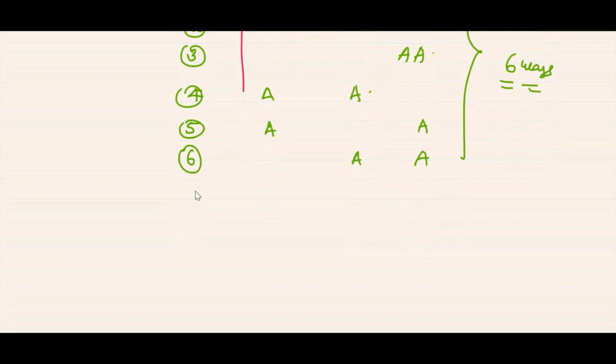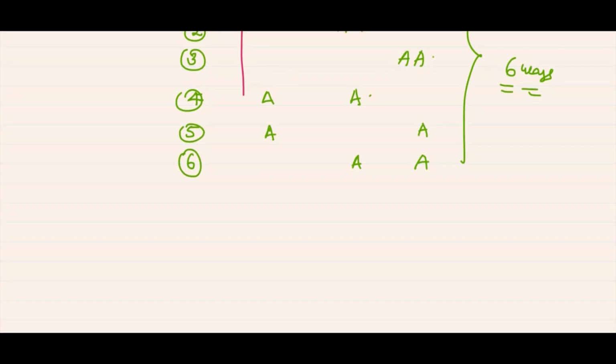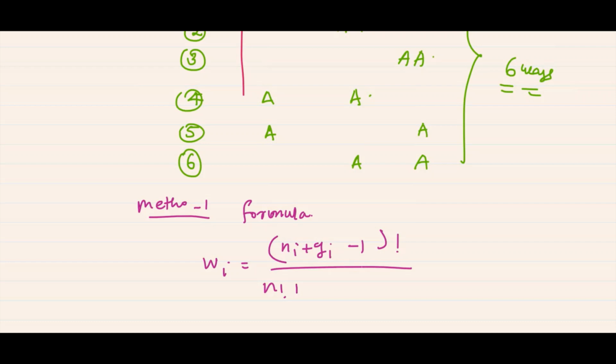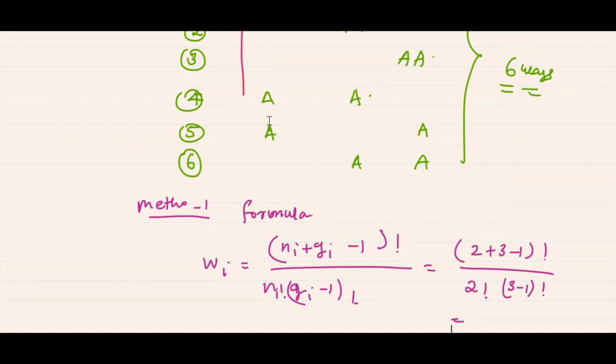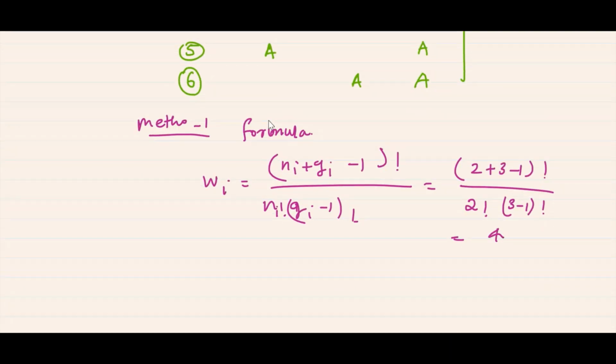We have 6 ways. So we will do this same problem with a formula. This we call method 1. Use the formula. The formula is Wi is equal to Ni plus Gi minus 1 factorial divided by Ni factorial into Gi minus 1 factorial. So Ni is 2 plus 3 minus 1 factorial divided by Ni is 2 factorial, Gi is 3 minus 1 factorial, which is equal to 2 plus 3 is 5, minus 1 is 4. So we write 4 factorial divided by 2 factorial into 2 factorial.